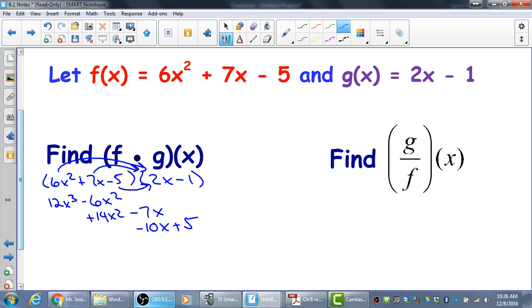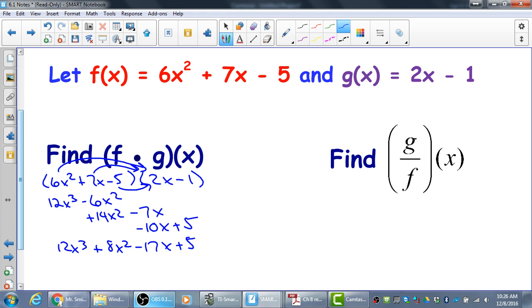And I line it up like that so that when I collect like terms, they're lined up vertically. So it's easy to find them, in my opinion. So we have 12x to the third plus 8x squared minus 17x plus 5. So with multiplication, there's a little bit of work involved.